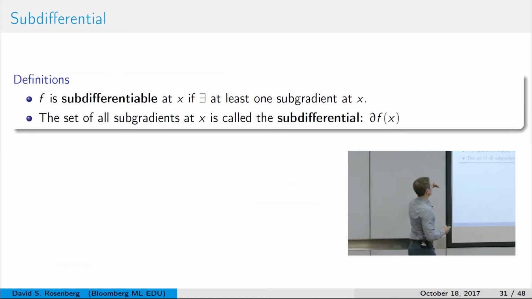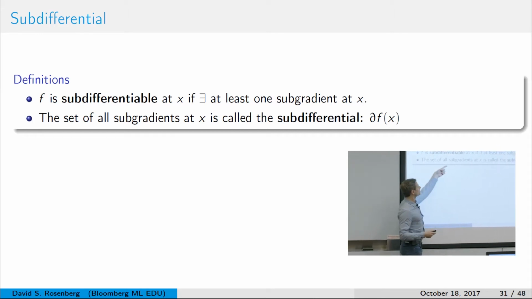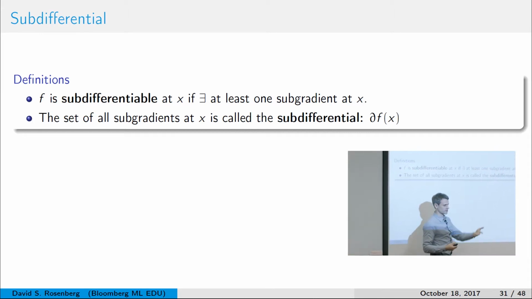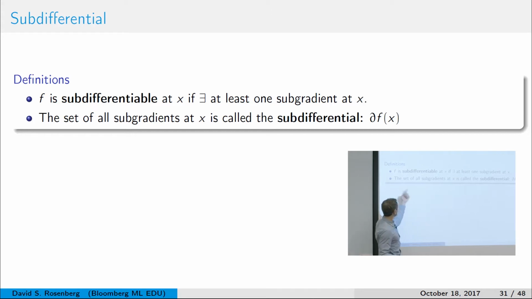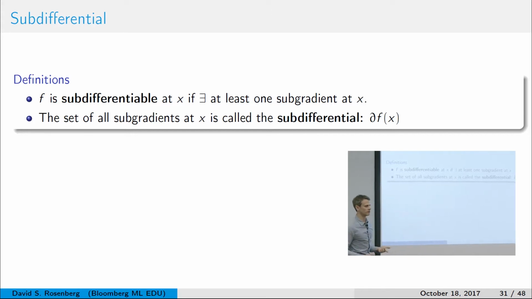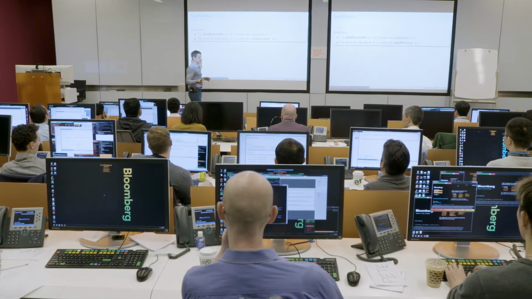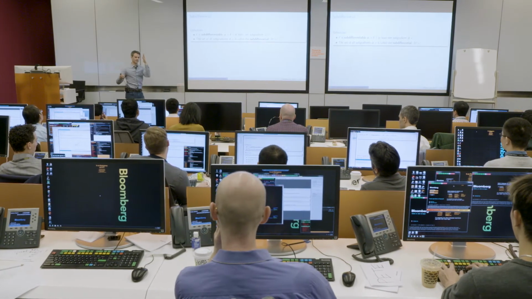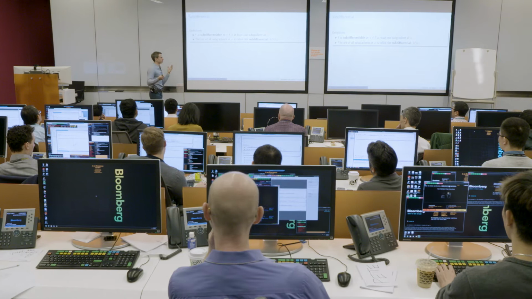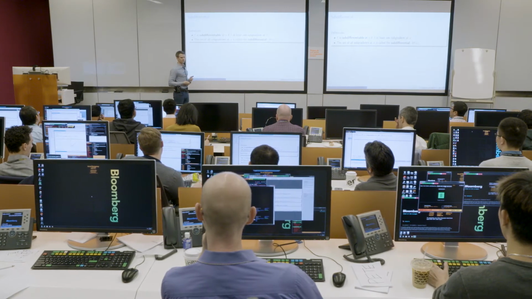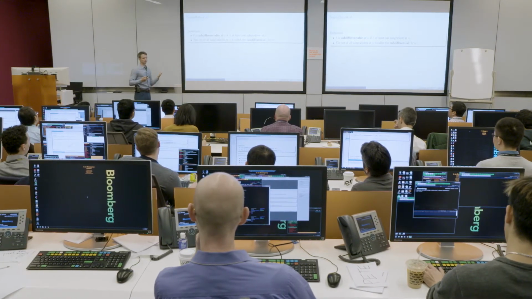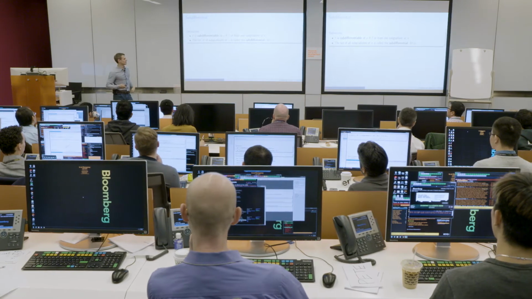So we say a function f is subdifferentiable at x if there's at least one subgradient at x. And the set of all subgradients is called the subdifferential. So when you suggested it's this whole interval of possible slopes, that interval is called the subdifferential. Any individual element is a subgradient.